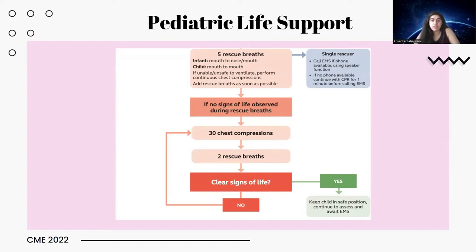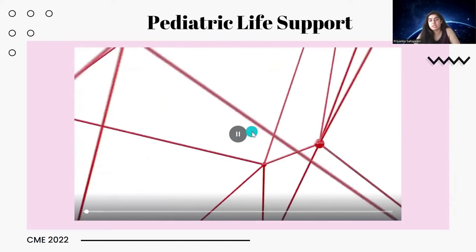If no signs of life are observed during the rescue breaths, then you start with your chest compressions. 30 chest compressions, 2 rescue breaths. Again, you can repeat the cycle as needed. If there are signs of life or if they are responding to your treatment, then you will just keep the child in a safe position and wait for emergency services. If they are still not responding, you keep the cycle going till either a rescuer comes or the child starts responding.